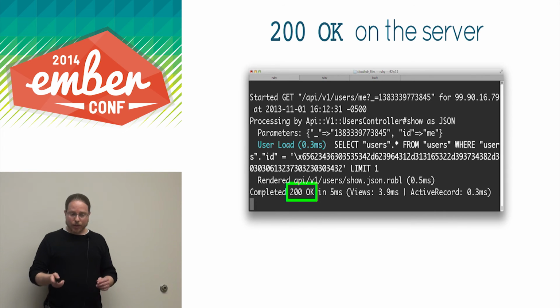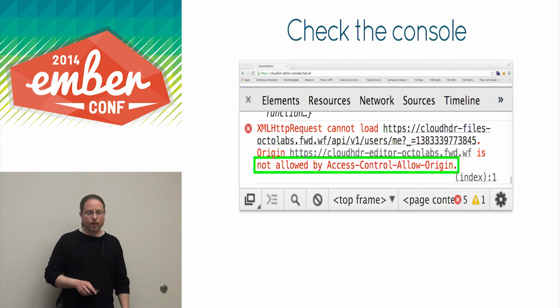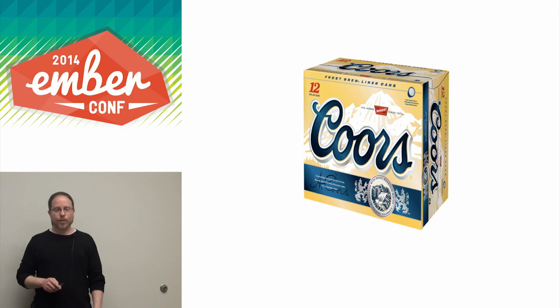As far as the server was concerned, everything was fine. After just a little bit of head scratching, I finally remembered that I should check the JavaScript console, and I found a message about the request not being allowed by the access control allow origin. Luckily, there's a good tool that allows us to fix this problem. It's called CORS, but not that CORS. It's cross-origin resource sharing.